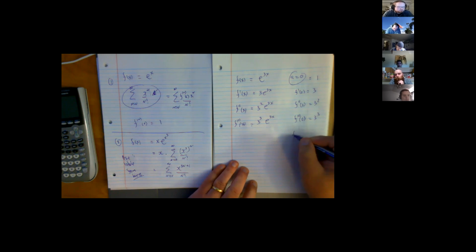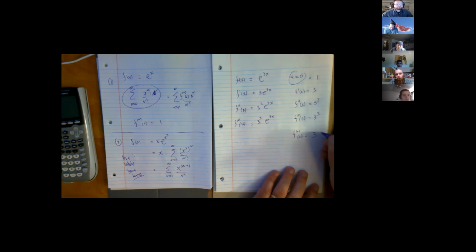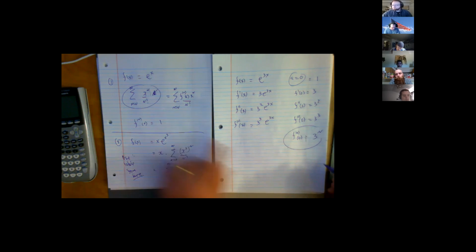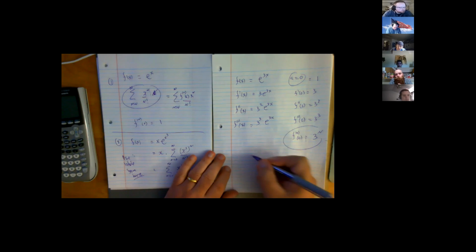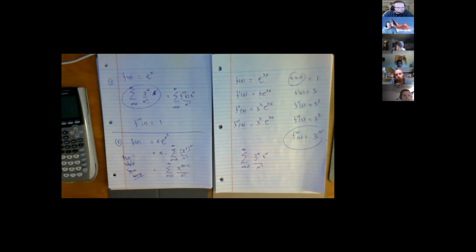If you see enough, shouldn't you be able to generate the nth derivative at 0? First derivative is 3, third derivative is 3 cubed. What do you think the pattern for the nth derivative at 0 would be? 3 to the n. And see that? You plug it in there. So now you've got the sum from n equals 0 to infinity of 3 to the n, x to the n over n factorial. Now you've proved it.